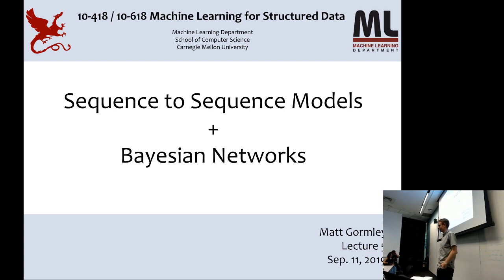Okay, welcome back to Machine Learning for Structured Data. Today we're going to be talking about the continuation of what we had begun last time, which is sequence-to-sequence models. So last time we looked at just standard recurrent neural networks, and we had focused specifically on Elman networks. But we're going to go beyond that to sequence-to-sequence models. And then we might just get started on Bayes nets.